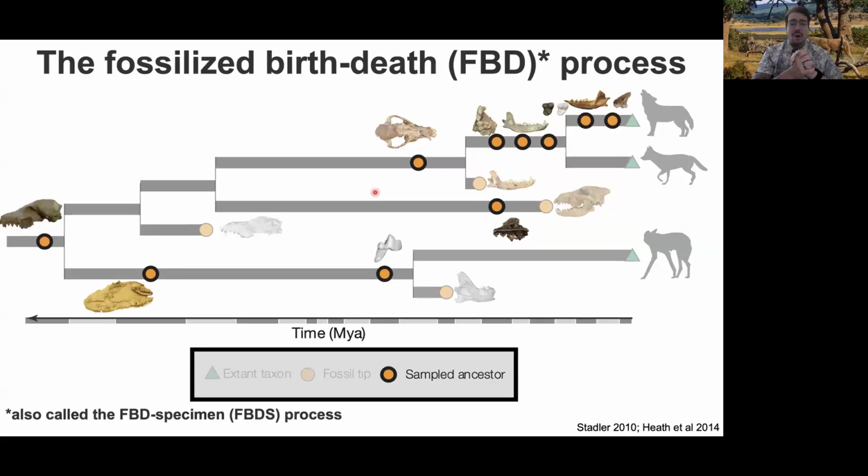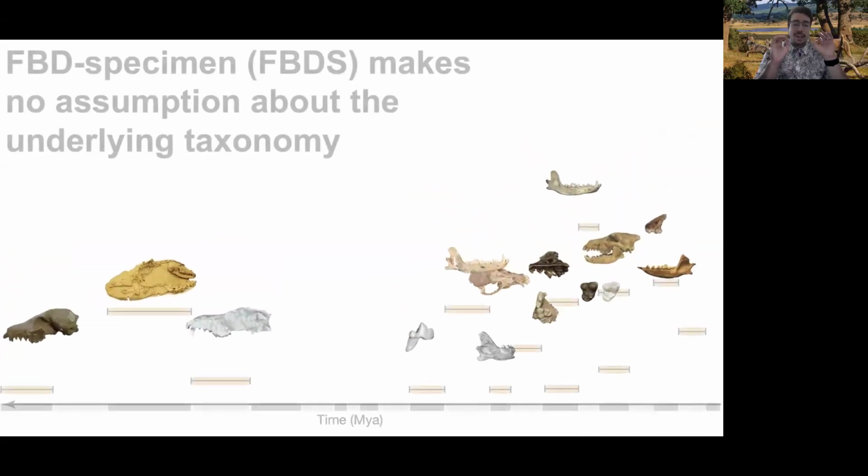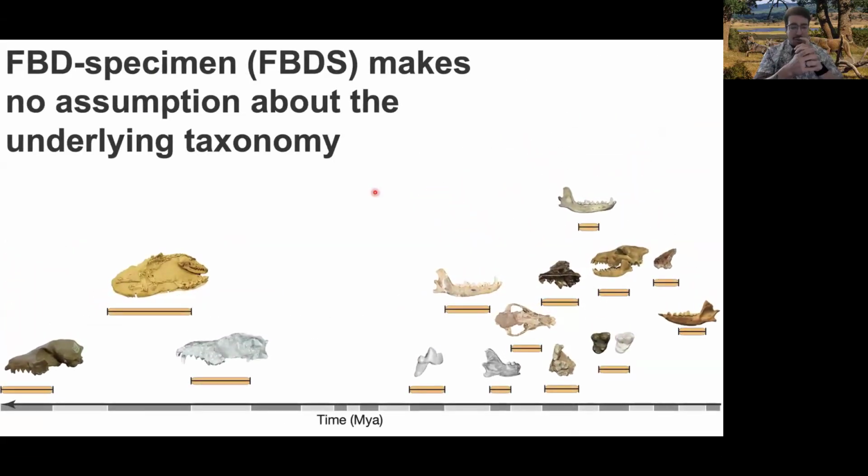We've come to call this model the fossilized birth death specimen. I'm calling it FBDS here on the screen for you, because of an assumption, or rather the lack of an assumption about the taxonomy of our group. Every single fossil specimen is assumed to be an independent sampling event. This might be an appropriate assumption in some groups of trilobites or dinosaurs, for example, where most species are represented by just one fossil specimen.